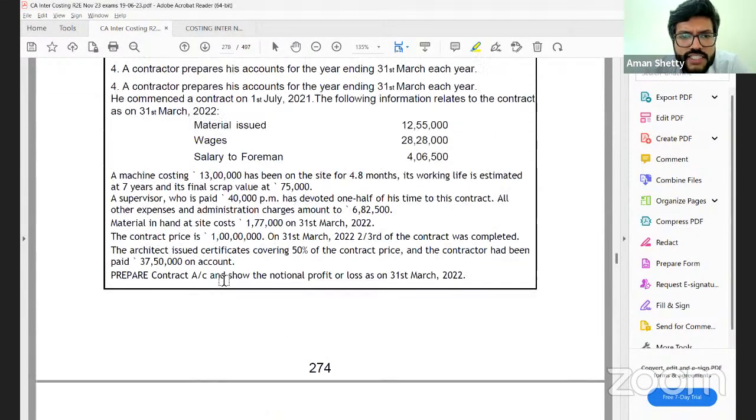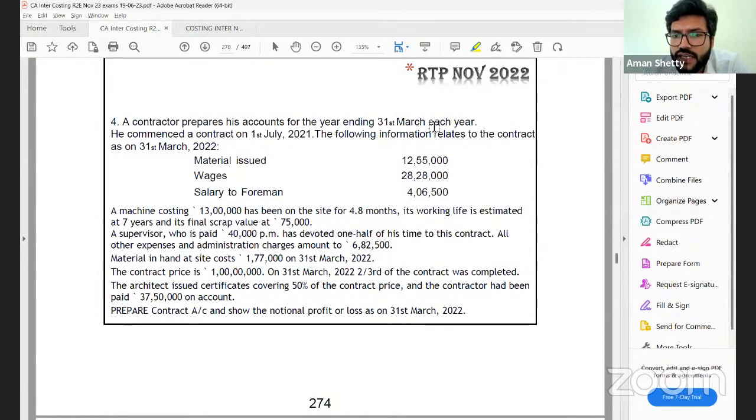Okay, just the adjustment working notes we'll see. A contractor prepares his accounts for the year ending 31st March each year. He commences the contract on 1st July. The following information relates to the contract as on 31st March 22. Material issued, wages, salary to foreman. A machine costing 13 lakh has been on the site for 4.8 months. Its working life is estimated at 7 years and its final scrap value is 75,000.